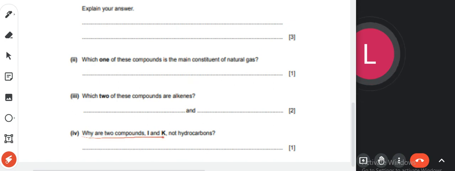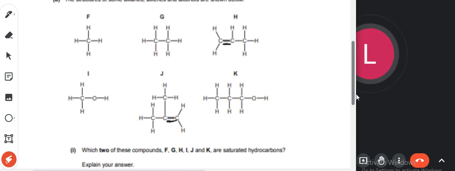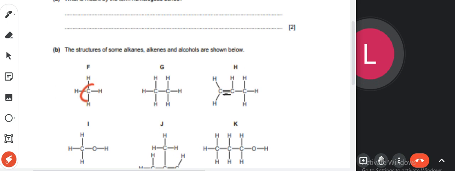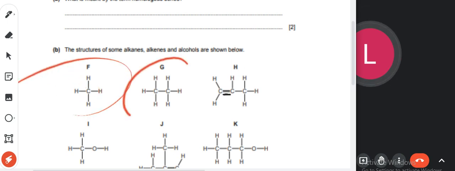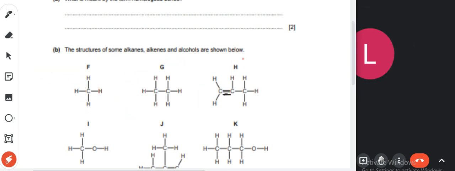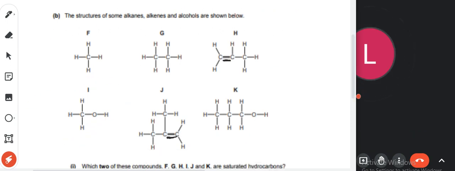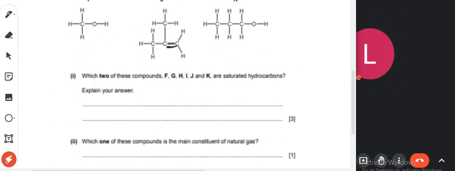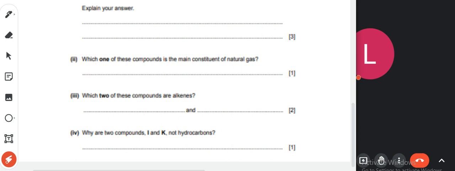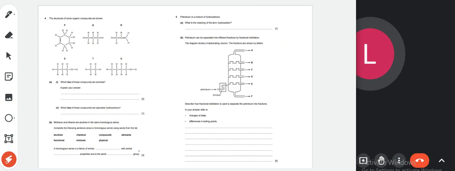Why are the two compounds I and K not hydrocarbons? You know, hydrocarbons contain only carbon and hydrogen. So F and G are hydrocarbons. H is a hydrocarbon. I, of course, is not a hydrocarbon, it has oxygen in it. K is also not a hydrocarbon, it has oxygen. J is a hydrocarbon. Okay, as simple as it can be.